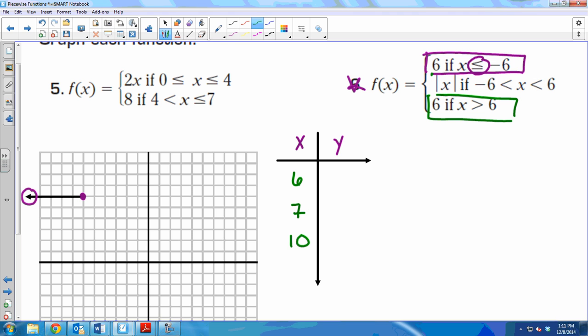So again, it says y equals 6, so all these are just going to be 6. So the point at 6, 6. But it's open. And it's all numbers greater than 6, so it has an arrow.